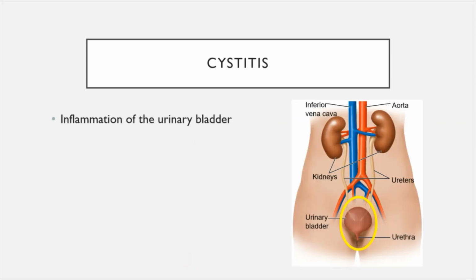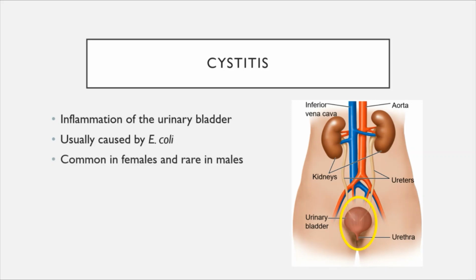Cystitis is inflammation of the urinary bladder, and it is usually caused by E. coli, Escherichia coli, which we know is a normal member of our digestive microbiome. It's found in the intestines. And this is one reason why E. coli is the main pathogen that causes cystitis, and why this disease is more common in females as compared to males.